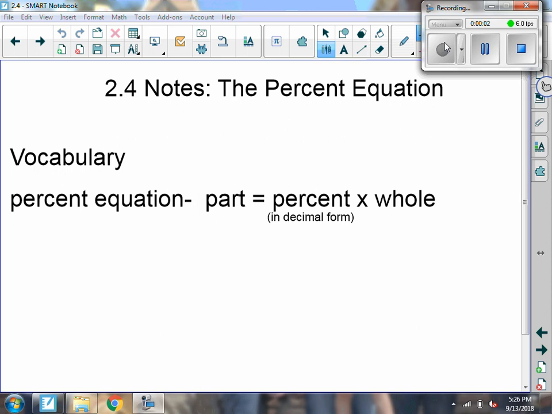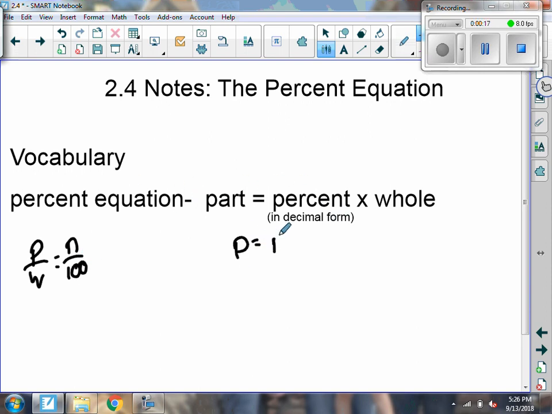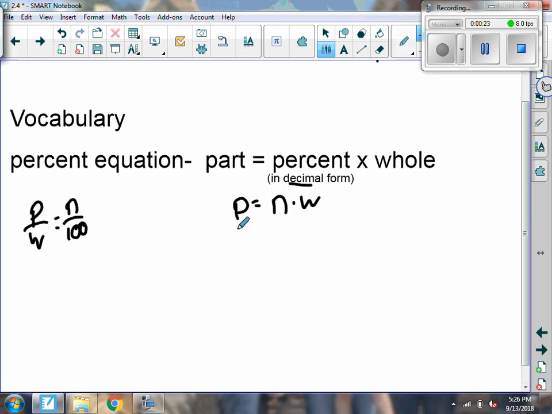Our next lesson is on the percent equation. So our percent proportion was our part over our whole is equal to our percent over 100. Now we have our percent equation, which is our part equals our percent in decimal form times our whole. So let me show you how we get this new equation. It actually comes from here.